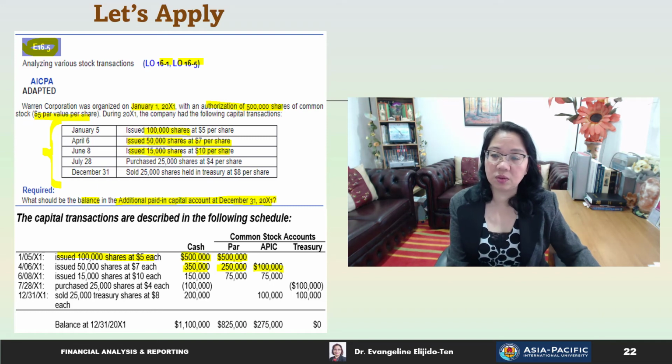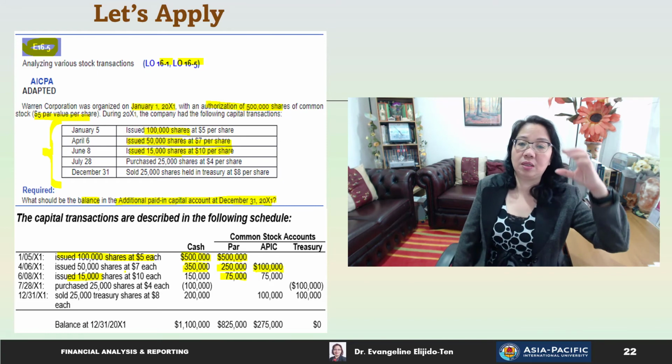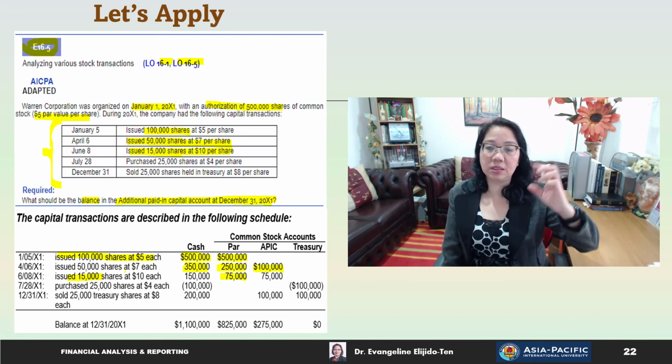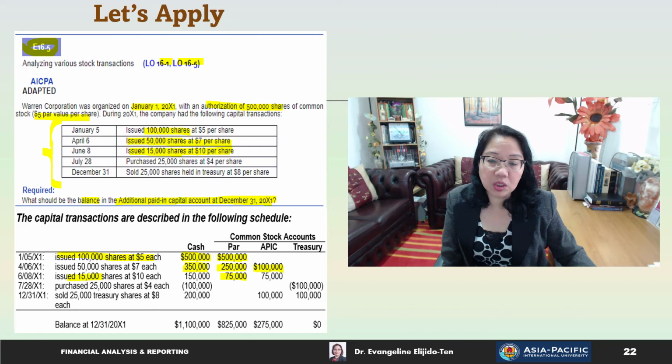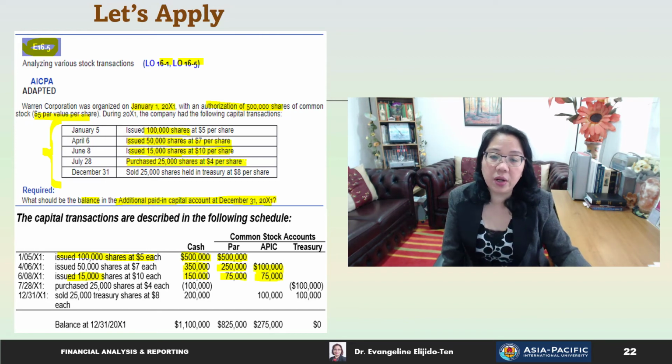On the 8th of June, we issued another 15,000 shares at $10 per share. 15,000 times the par value of $5 will be common stock par, and the difference between the issue price of $10 and par value $5 multiplied by 15,000, so that would be credited to additional paid-in capital, 75,000, for a total of 150,000.